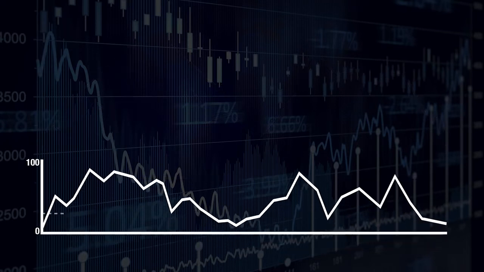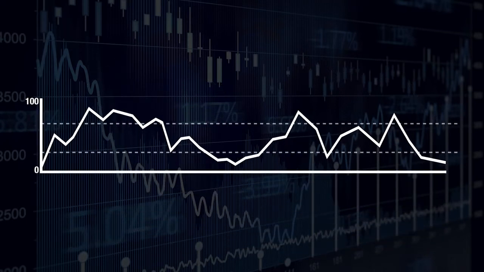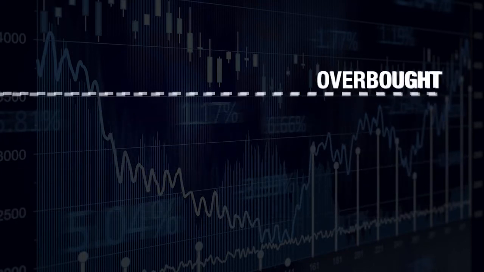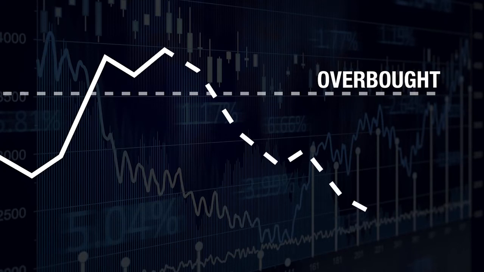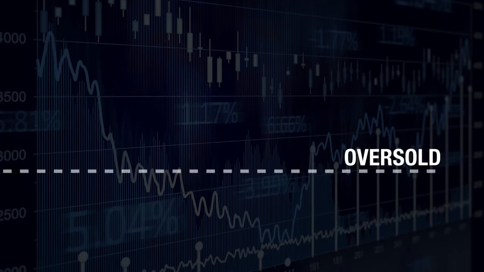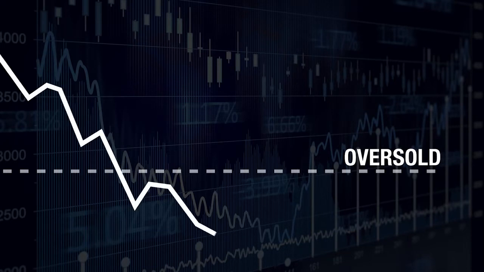To identify potential trend changes, there are two ranges of the indicator to keep in mind: overbought and oversold. Overbought refers to a stock that has increased rapidly in a short period of time and may reverse lower. Conversely, oversold refers to a stock that has decreased sharply in a short period of time and may reverse higher.